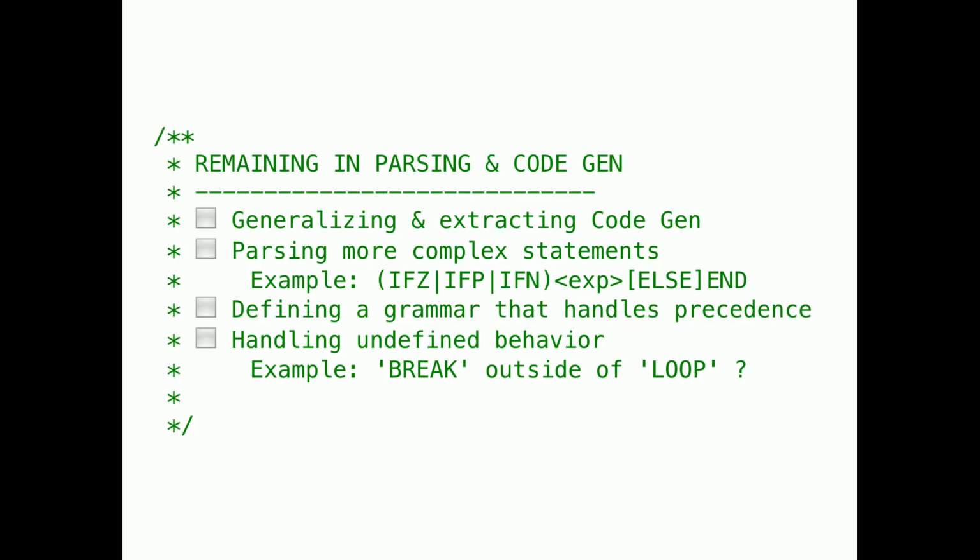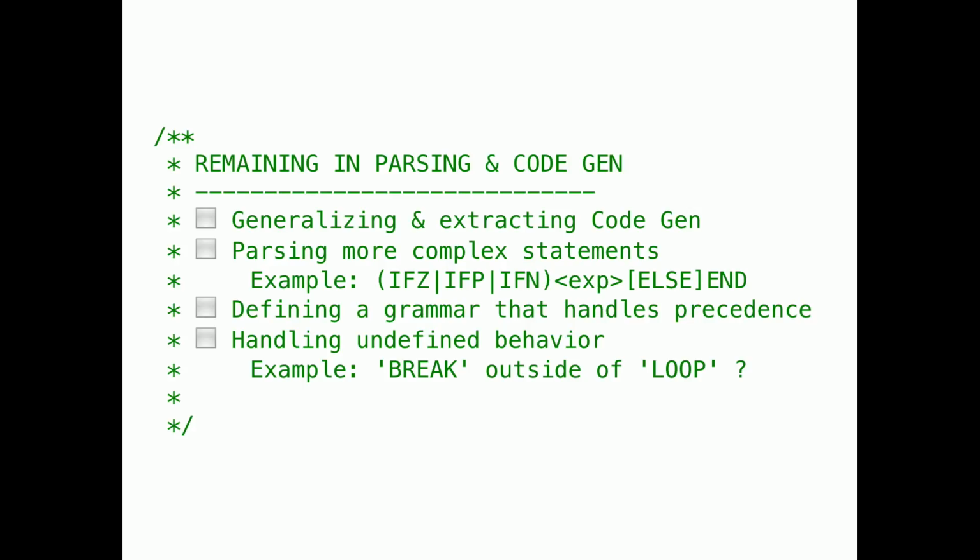So there are some remaining things to handle in the process of parsing and code gen. So obviously we wouldn't just want to use print statements. We would want to generalize and extract that process and do something that would allow us to output it to a file somewhere. We're going to have to parse more complex statements, like I said. So, for example, handling conditionals, where there's 3 conditionals with very similar semantics but slightly different implementations. How would you handle that? How would you handle the optional else statement?